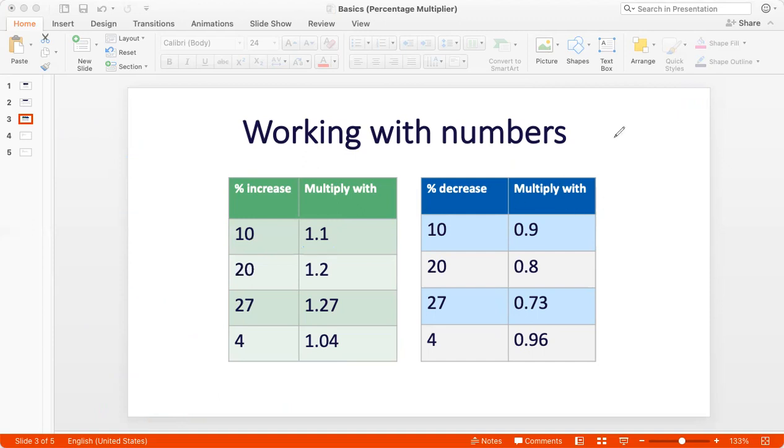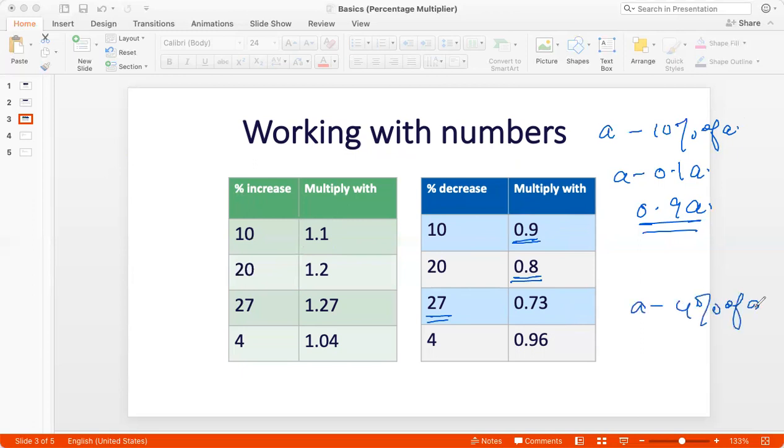So when there's a 10% decrease, we can write it as A minus 10% of A, which is A minus 0.1A. And A minus 0.1A is 0.9A, right? For a 20% decrease, you'll get 0.8 as the multiplier. For 27%, you will get 0.73. And for 4%, you will get 0.96. A minus 4% of A, which is A minus 0.04A, and that's 0.96A. So here again, we see a pattern.